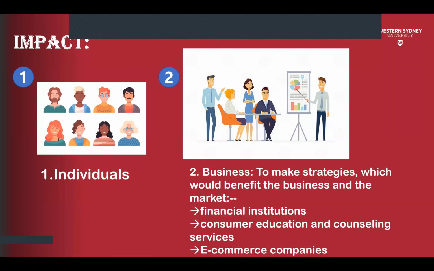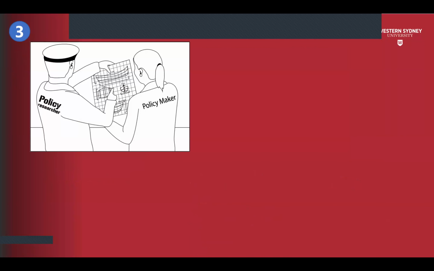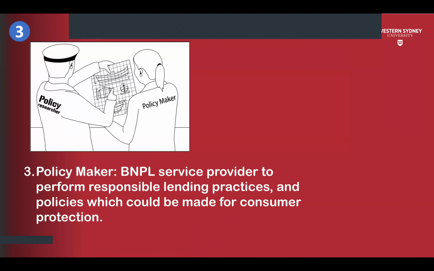Third could be e-commerce companies. E-commerce companies can use this study to understand why people are using it, understand their attitude, and make their strategies accordingly. Thirdly, next slide. Policymakers can use this study to focus on regulations that would encourage BNPL service providers to perform responsible lending practices, and on policies which could be made for consumer protection.